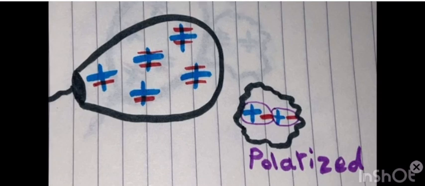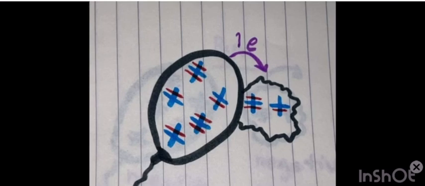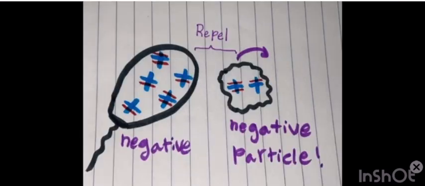We can see that our balloon is charged and the particles are neutral, but they get polarized by the balloon when the balloon gets close to them. An electron moves from the balloon to the particle. And then, because they're both negative, again, they repel each other.